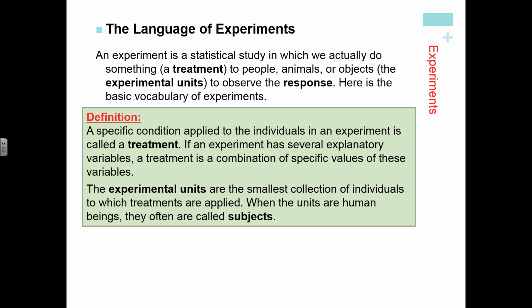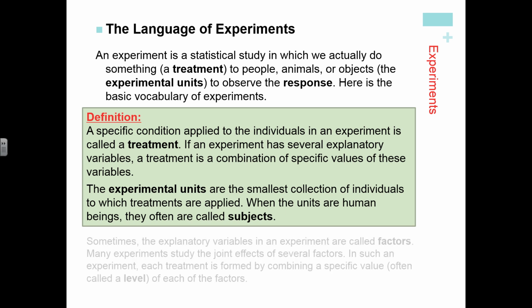Now the people, animals, or objects, or whatever that we give the treatment to, that's called our experimental unit. That's the smallest possible collection of individuals or subjects that the treatment is applied to. And basically we just observe to see what their response is. How do they react? What happened when we gave them this treatment? Another thing is just note that when we're dealing with human beings, we call the experimental units subjects. We don't call them like anything crazy. We don't call them experimental units. That sounds like we're trying to kill them or something. So we call them subjects.